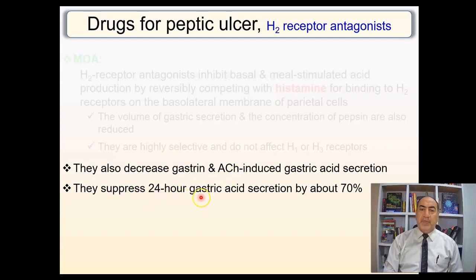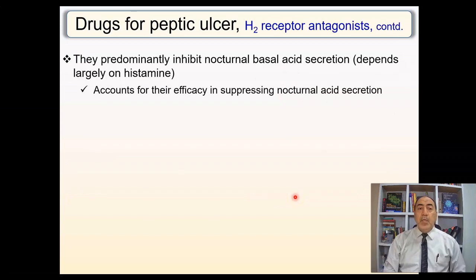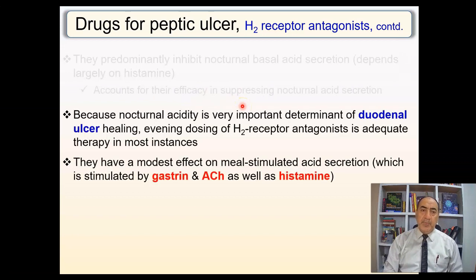They suppress 24-hour gastric acid secretion by about 70%. They are very efficient. They mainly inhibit nocturnal basal acid secretion, which mainly depends on the histamine. This accounts for their efficacy in suppressing nocturnal acid secretion, because nocturnal acidity is a very important determinant of duodenal ulcer. Okay, so knowledge about the nocturnal acidity is very important in determining the fate and the prognosis of the duodenal ulcer. So the H2 blockers are adequate therapy in most cases of duodenal ulcer.